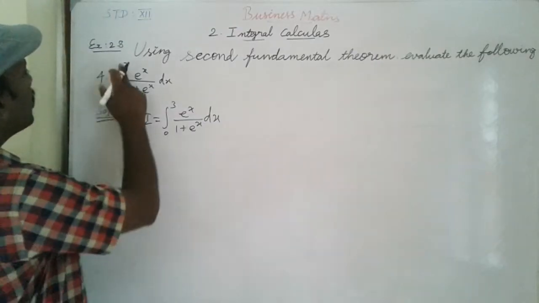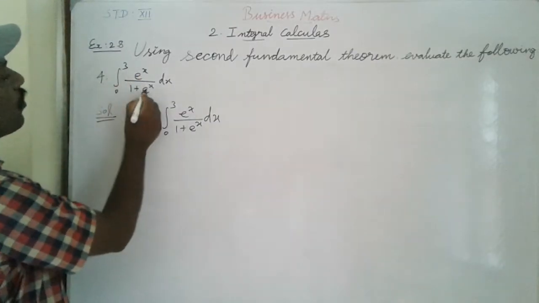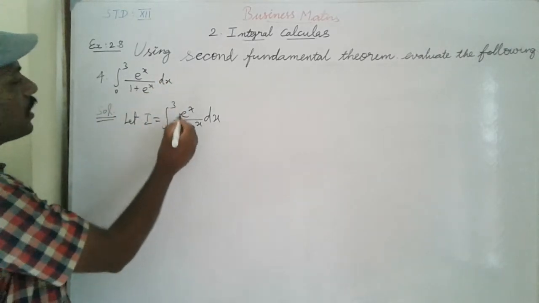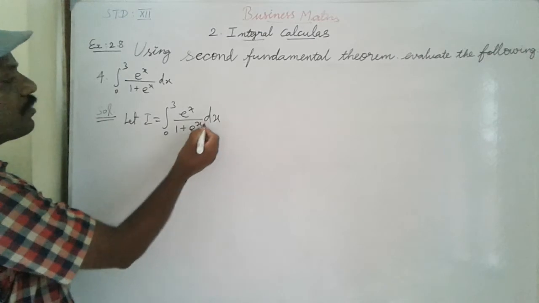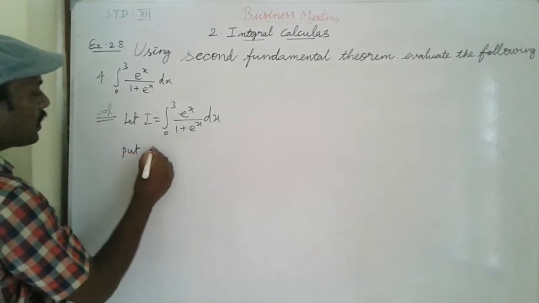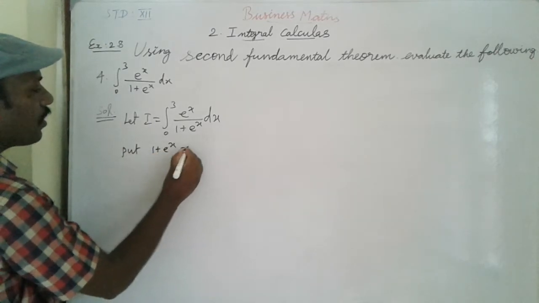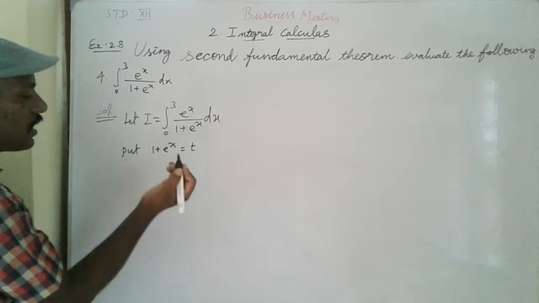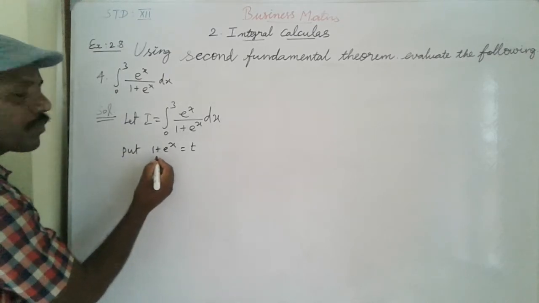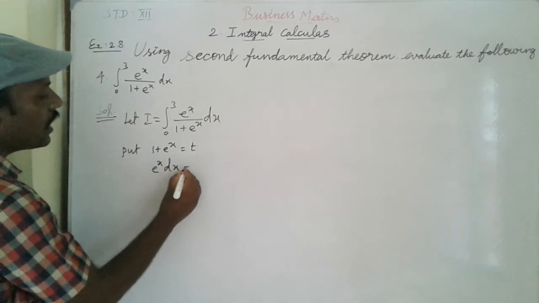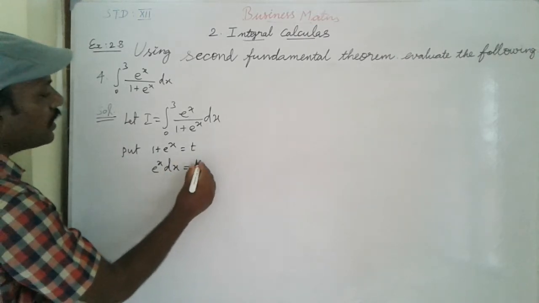Fourth sum: integral 0 to 3 e power x divided by 1 plus e power x dx. Solution: let I equal integral 0 to 3 e power x divided by 1 plus e power x dx. Put 1 plus e power x is t. Differentiate with respect to x: the derivative of 1 is 0, a constant. The derivative of e power x gives e power x dx equal to dt.